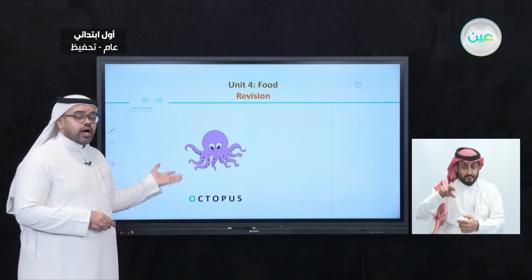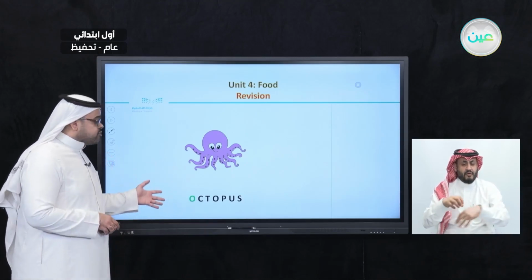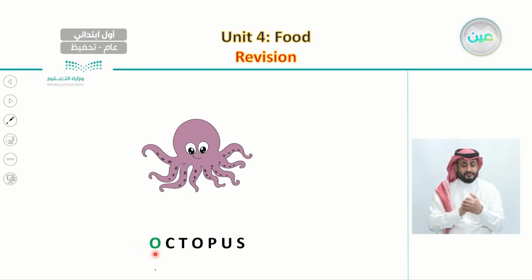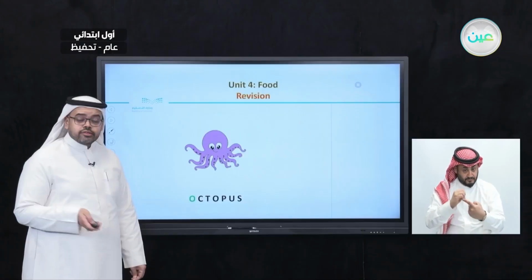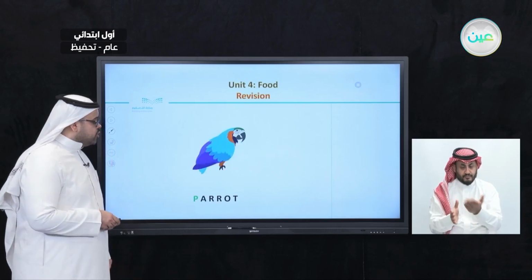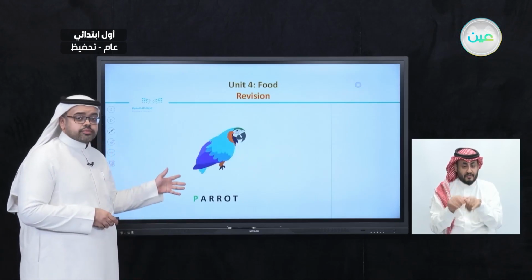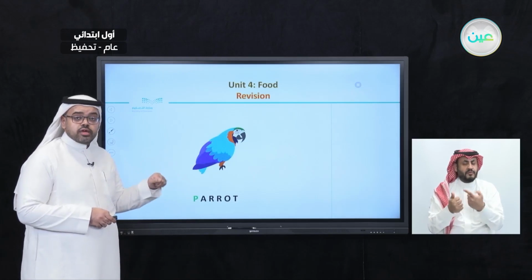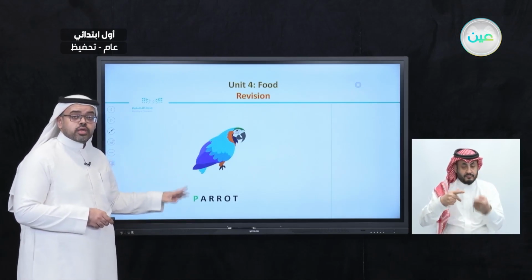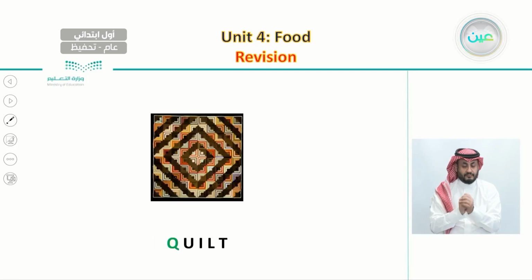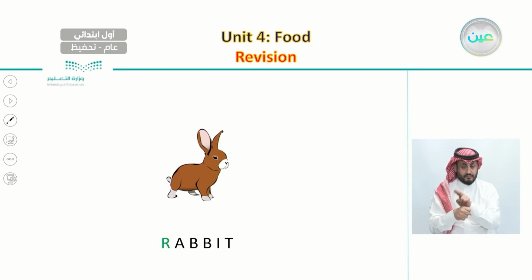Words like octopus, that starts with letter O. Also the other word we did learn, which is parrot, that starts with letter P. And also number 3, quilt, that starts with letter Q. And finally, rabbit. Rabbit that starts with letter R.